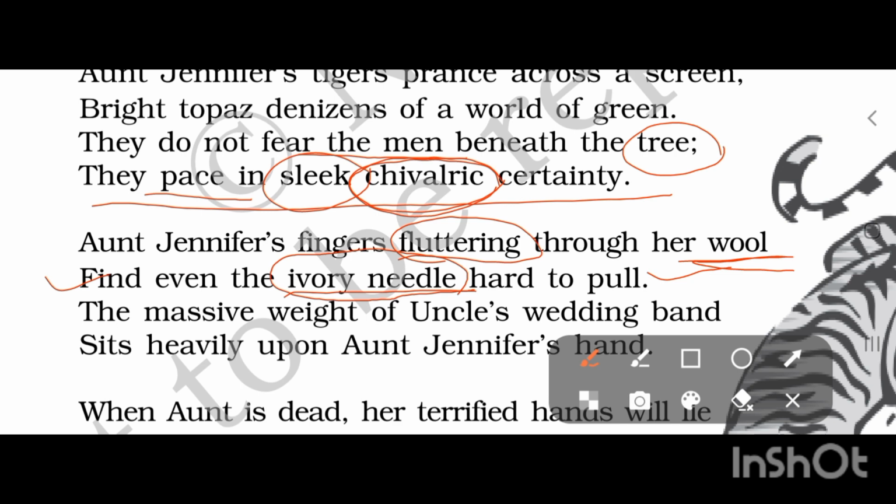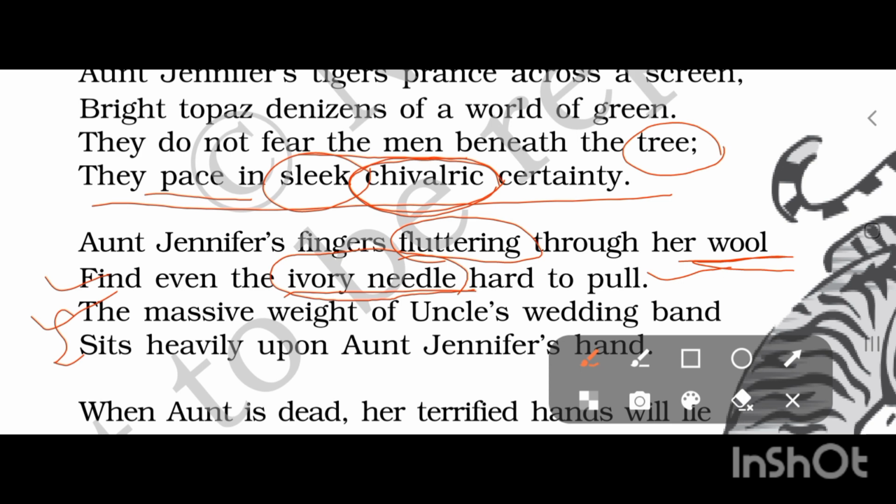The massive weight of uncle's wedding band sits heavily upon Aunt Jennifer's hand. Now these two lines are very important, dear students, especially for extract based questions also. These two lines are very important, as they depict what? The true reality of Aunt Jennifer's life. Here the psychology of Aunt Jennifer is also reflected.